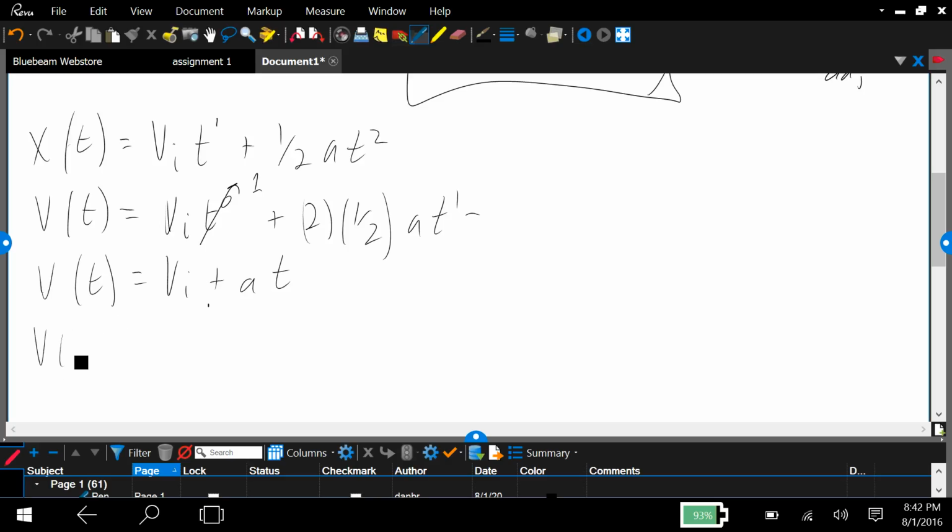So I'll say V as a function of t minus VI is equal to AT. By dividing both sides by t, it cancels out on the right. On the left, we said the change in our velocity over change in time is the acceleration. This is one way to look at the equations.